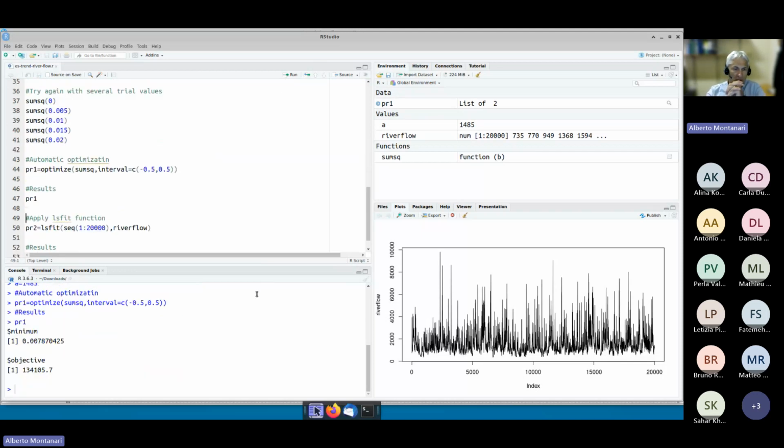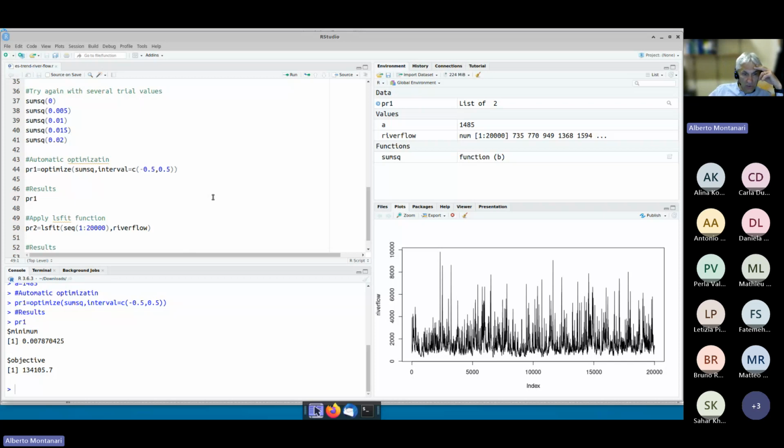Okay, so we got for slope 0.007, and as objective function sum of squares we got this number here. Now let's remember that this is the square root of the sum of squares. Okay, now let's suppose that we want to use the sum of the relative errors, not the sum of squares. How can we, or let's say sum of the absolute errors. Okay, let's see how we can make it.